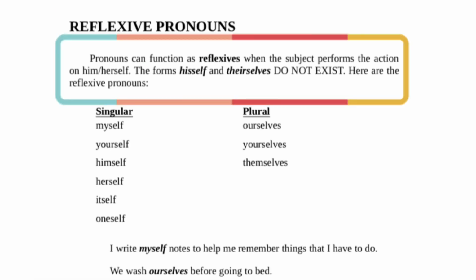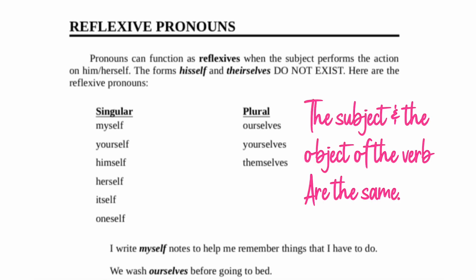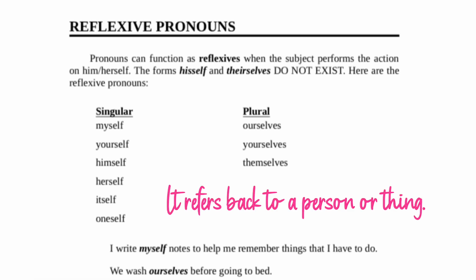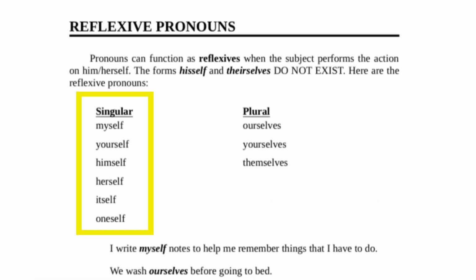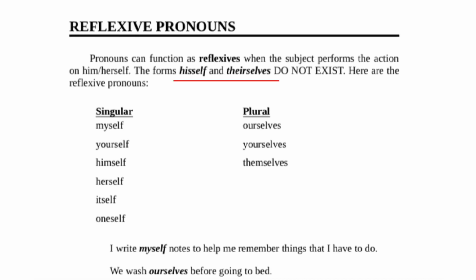Pronouns function as reflexives when the subject performs the action on himself or herself. So in simple terms, we often use reflexive pronouns when the subject and the object of a verb are the same. So it's basically used when they refer back to a person or thing. For example, myself, yourself, himself, herself, itself, oneself, or it could be ourselves, yourselves, and themselves. The forms hisself and theirselves do not exist.